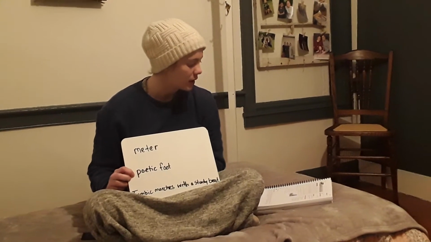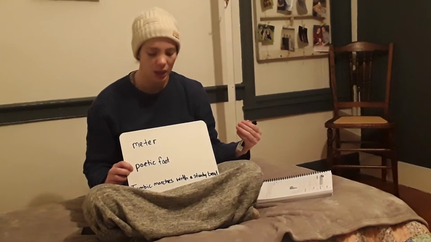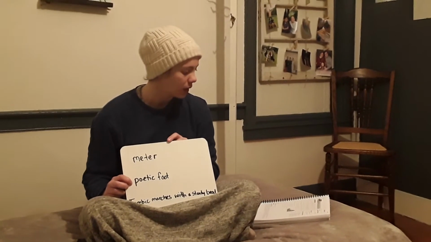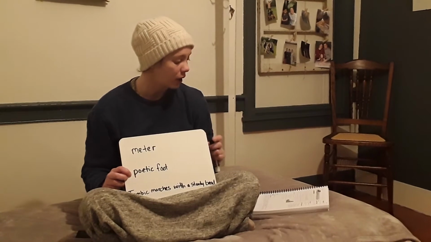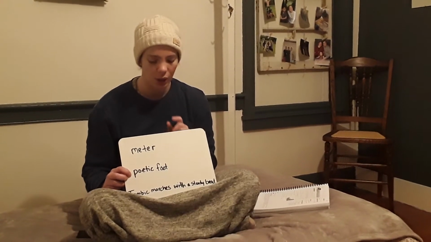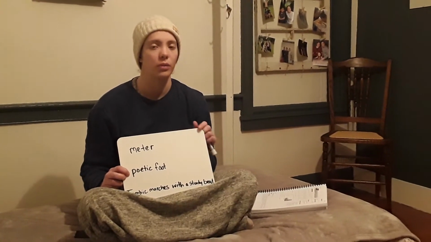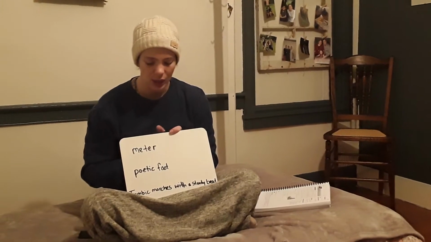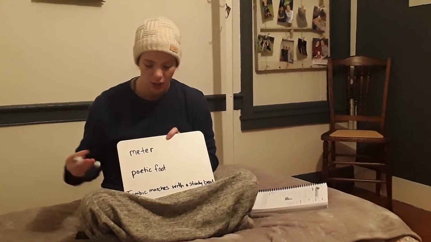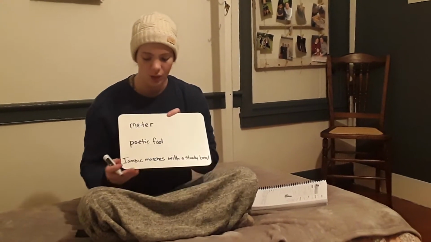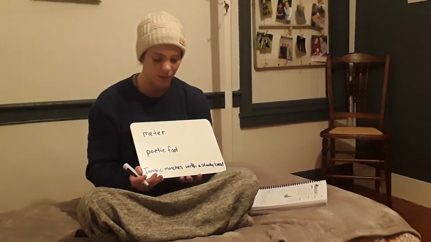So a meter is a rhythm pattern that's repeated throughout the poem, okay? And we'll look at one then. But just remember that a meter is a rhythm pattern that's repeated throughout the poem. And a poetic foot is one marking pattern in a poem. Okay? So to give you an example of that, I'm going to mark off the rhythm pattern of this line.